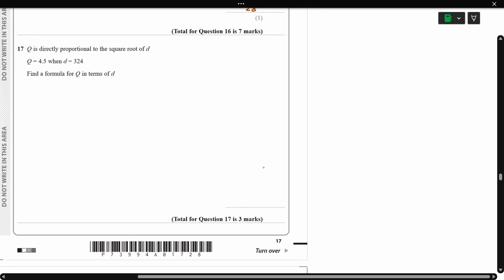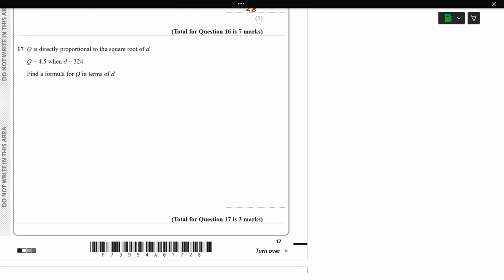Next question, Q is directly proportional to the square root of D. So Q value is given, D value is given. Find the formula of Q in terms of D. So Q is proportional to square root of D. So we'll write Q equal to some ratio K, I'm taking K root D. So now we put the value. This is 4.5 equal to K into square root of 324.